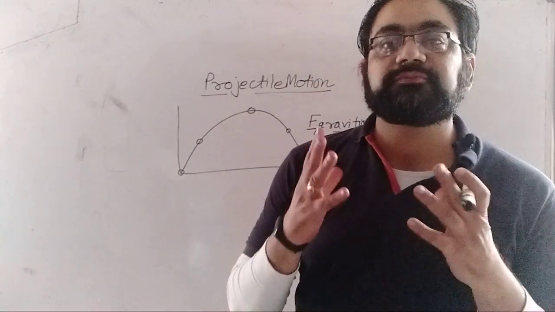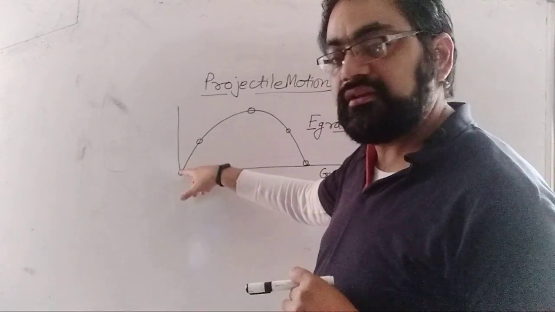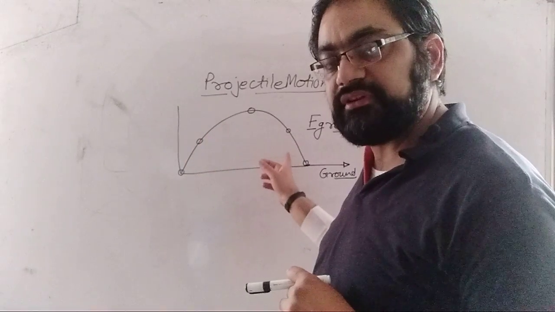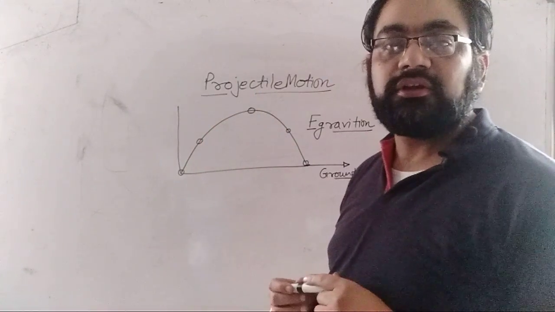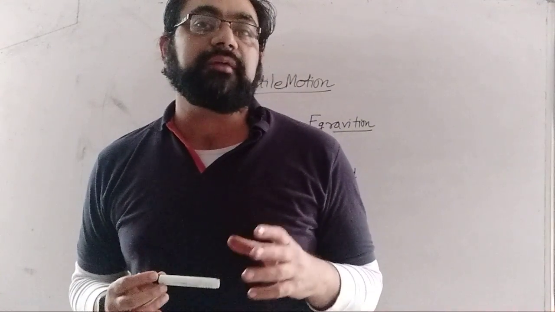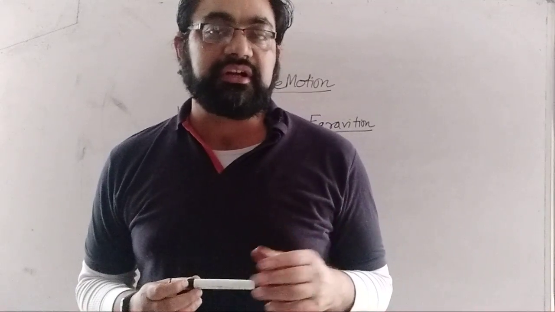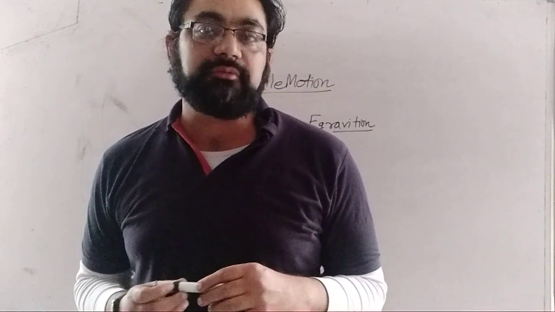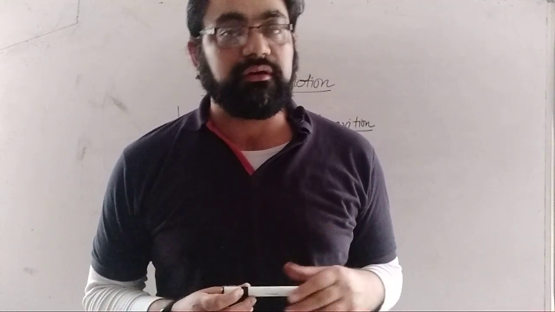Now, what is a projectile? The projectile is the particle which is traveling in this trajectory. So projectile motion is a two-dimensional motion. We know that straight line motion is one-dimensional motion, and projectile motion is two-dimensional because its motion is curved.